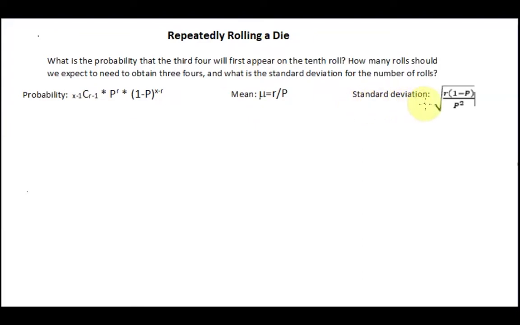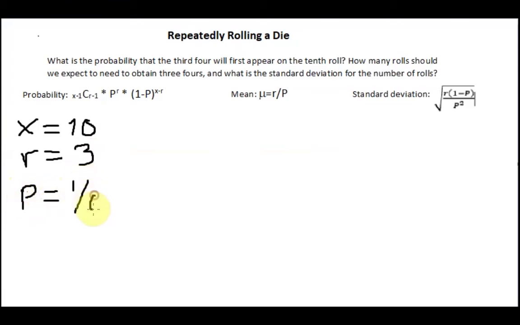In the problem, we are given that we will do 10 trials, so x is equal to 10. Our number of successes will be 3, and the probability of getting that success is only: you get a 4 or you don't get a 4, so it's 1/6. Having these three, we can now use the formula.